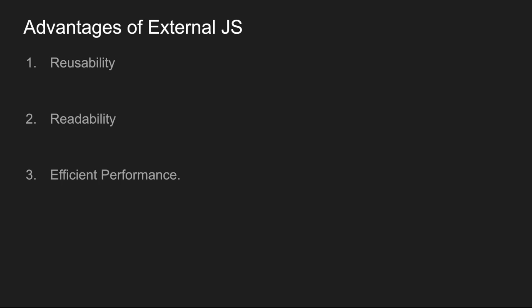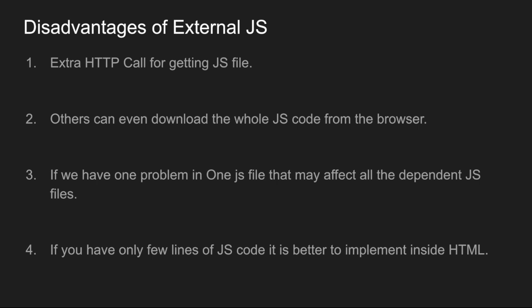Let me go into the disadvantages of external JavaScript. The main disadvantage is that whenever you want to get that particular file from an external place, you have to use a separate HTTP call for getting that JS file. If you have only a small piece of code, getting a whole file from an HTTP call is very hard, and we will be making two different HTTP calls. One is for HTML, and whatever dependent JS files are in that HTML file will be called independently. Also, others can download the whole JS code we wrote from the browser. I'll show you how to get the code from the browser in my upcoming videos as well.